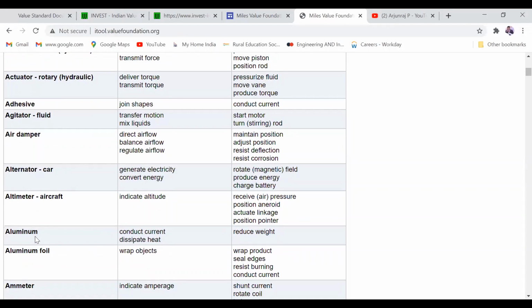Okay, aluminum. We are using aluminum to conduct current and also it dissipates heat. Aluminum foil is for wrapping the object. Wrap object. Wrap is an active verb and object is a measurable noun.